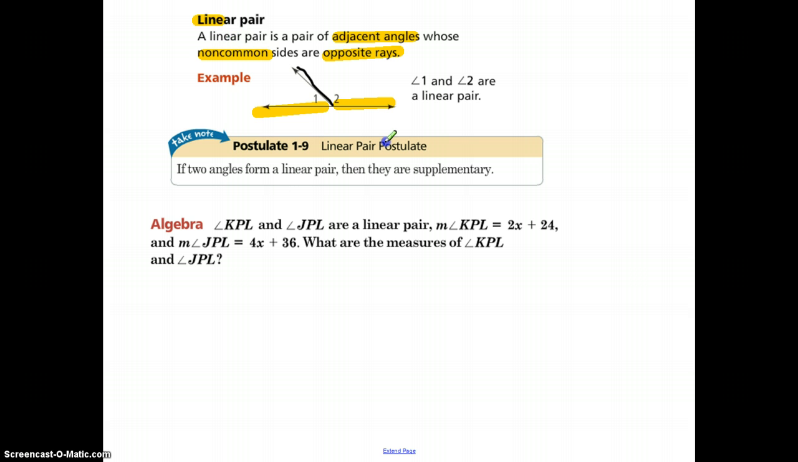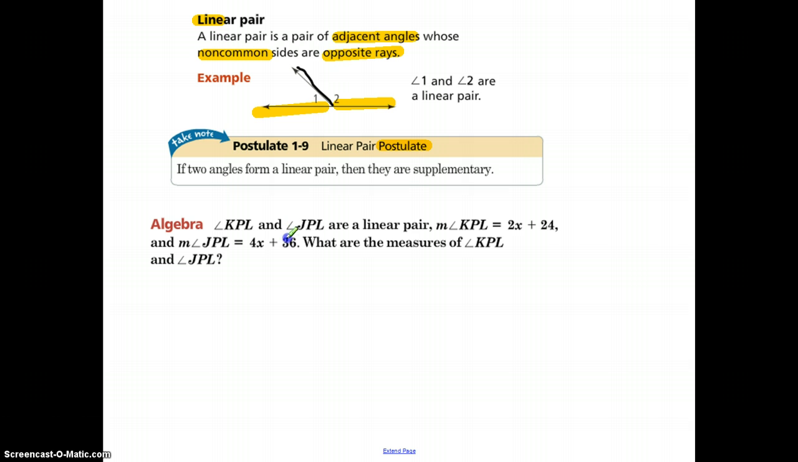Linear pair has a postulate, good word there. And remember, a postulate means that it is something that we believe is true. Your linear pair postulate says if two angles form a linear pair, then they are supplementary, which makes sense. If linear pairs make a line, lines add up to 180, right? So let's see if we can answer our algebra question here.